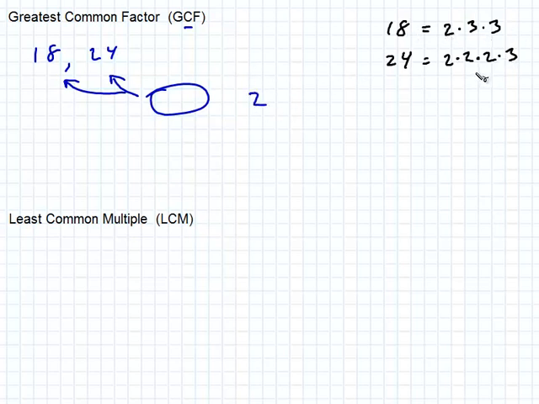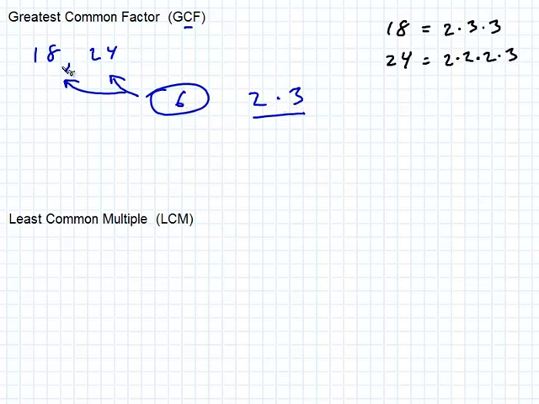How about 3's? This one has 3 times 3. This one only has a single 3. So the greatest number of 3's that I can use is just 1 of them. Okay? And so that's it. If I take 2 times 3, that is a part of this list. It's also a part of this list. And I've used each of these prime factors as many times as I can and still have it be part of both lists. Okay? So this is 3 times 2 is 6.